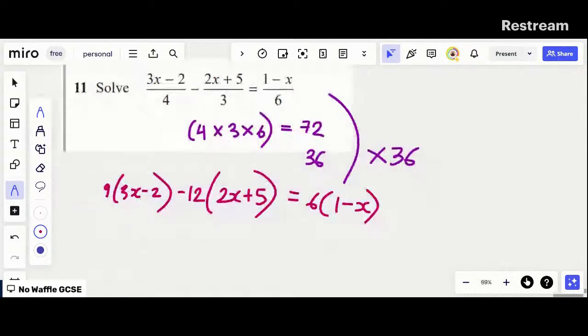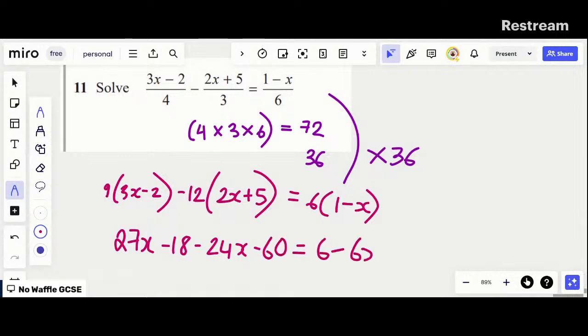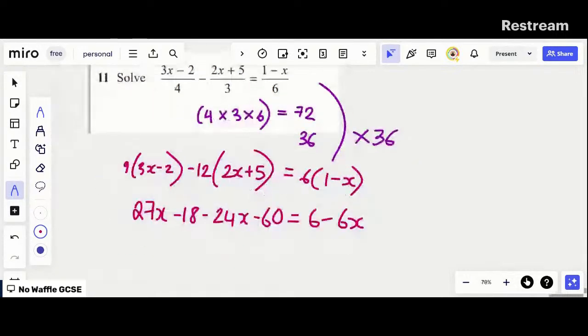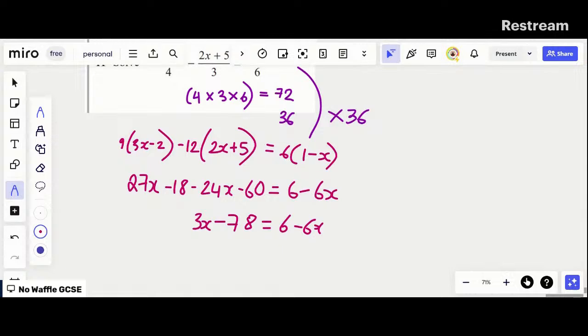Okay, now just expanding that, you've got 27x minus 18 minus 24x minus 60 is equal to 6 minus 6x. And then just simplifying that, 27 minus 24 on the left-hand side is 3x. And then you've got minus 18 minus 60, which is minus 78. And that equals 6 minus 6x. So you can add 6x on both sides. You've got 9x. And then add 78 on both sides, and you get it is equal to 84.